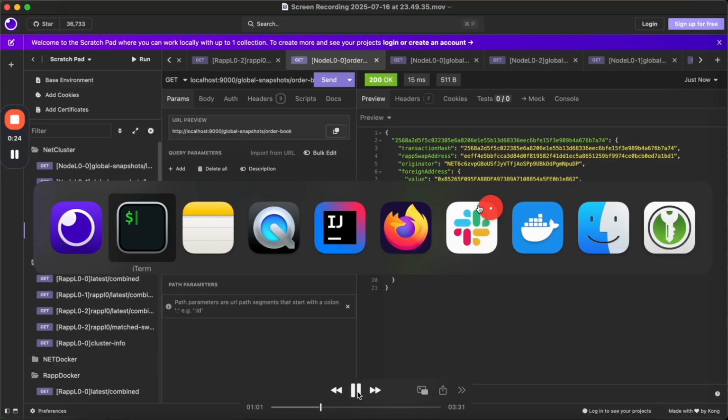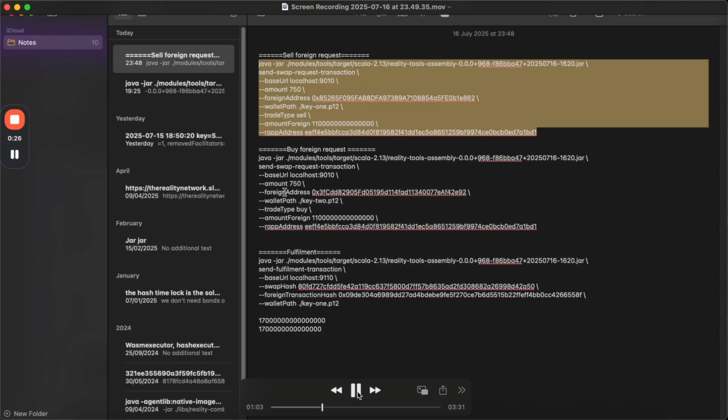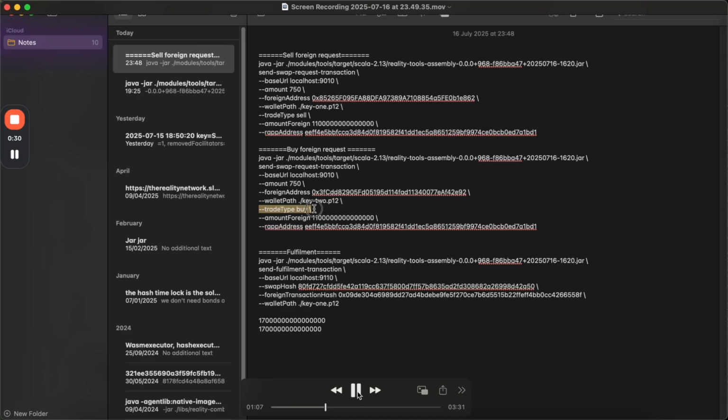And here is the second request, which is the buy request. This person wants to sell 0.0011 ETH in exchange for 750 NET. At the very bottom is the fulfillment transaction, and that only gets submitted after the ETH has been received and confirmed on-chain. Now, in production, all this will be inside the Reality Portal app, clean, simple, and fully automated.